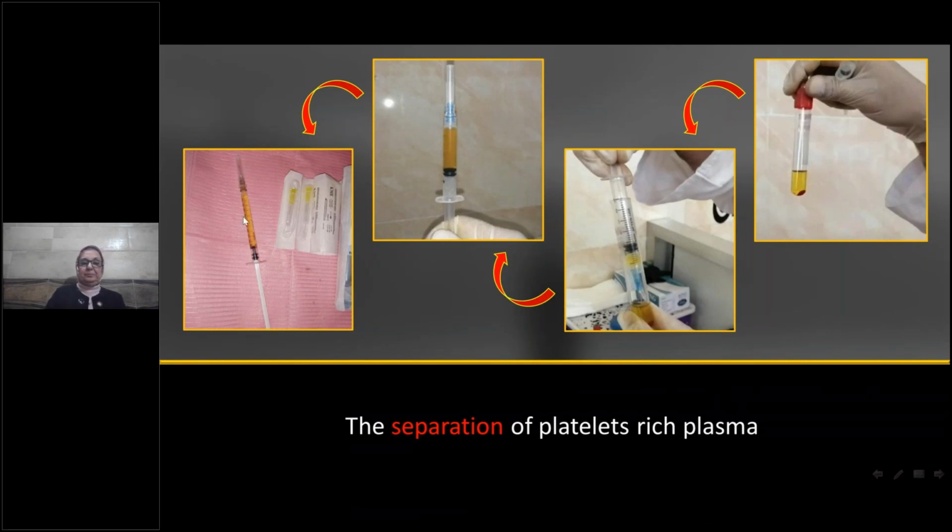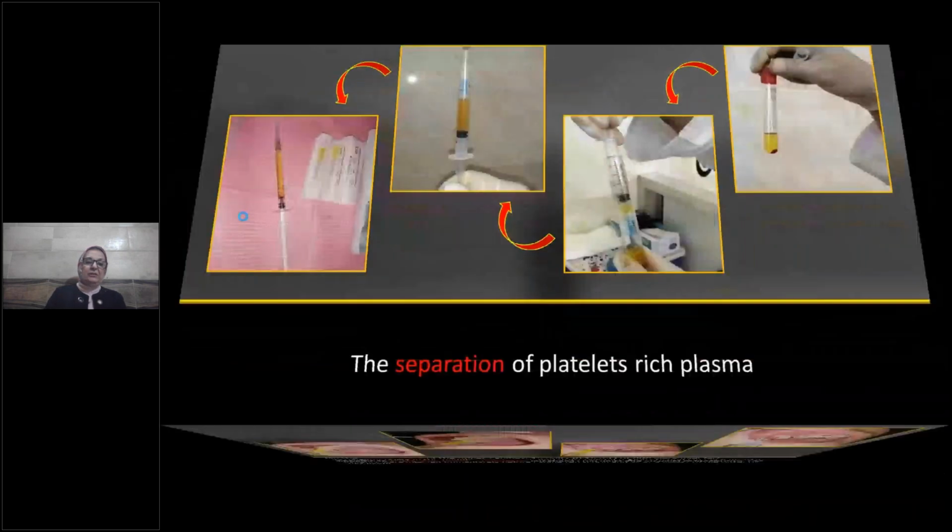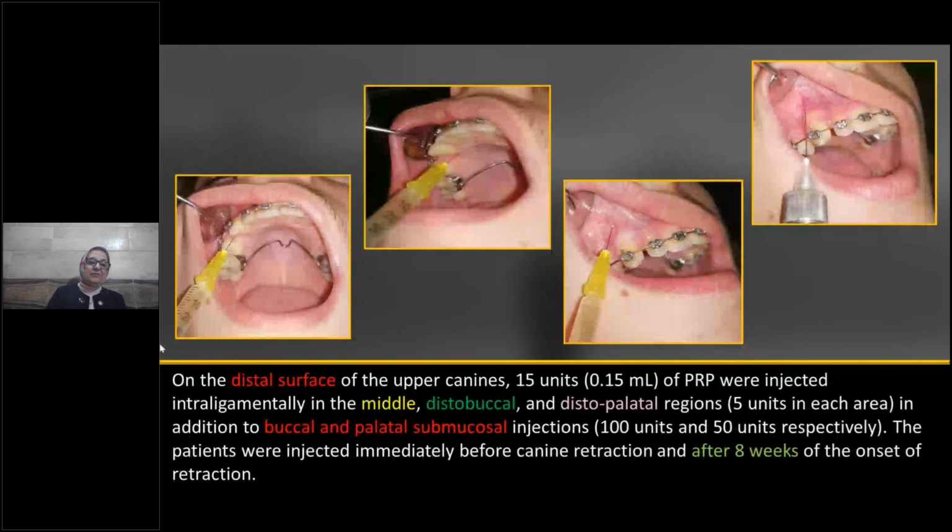Injection was done on the distal surface of the upper canines, interligamentally in the middle, and then distobuccal and distopalatal, with 5 units in each area, in addition to buccal and palatal submucosal injections, 50 units respectively. The patients were injected immediately before canine retraction and after 8 weeks of the onset of the retraction.